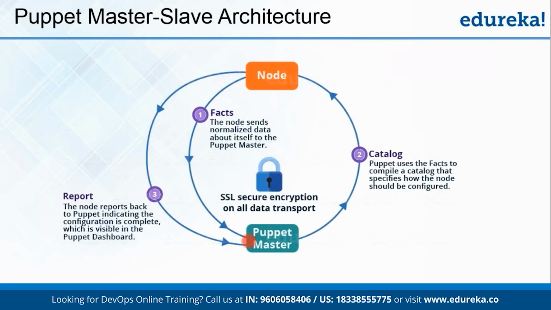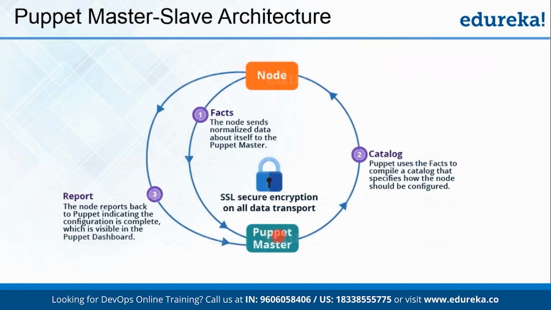Now these facts are then made available in Puppet master's manifest as variables. Puppet master uses those facts that it has received from the Puppet agent or the Puppet node to compile a catalog. That catalog defines how the slave should be configured. And the catalog is a document that describes the desired state for each resource that Puppet master manages on a slave. So it is basically a compilation of all the resources that Puppet master applies to a given slave, as well as the relationship between those resources.